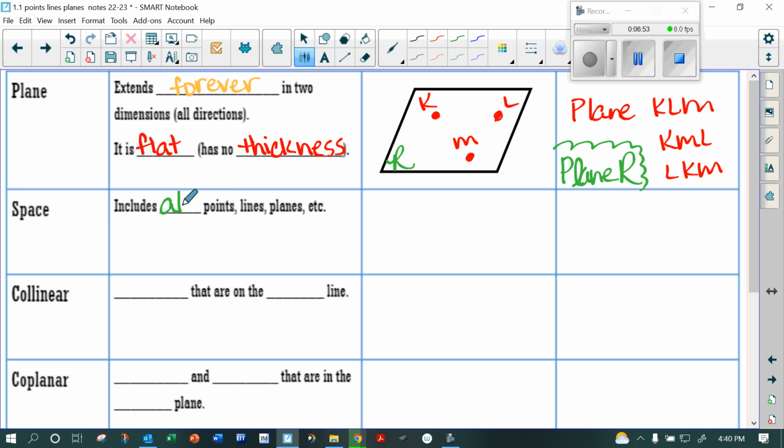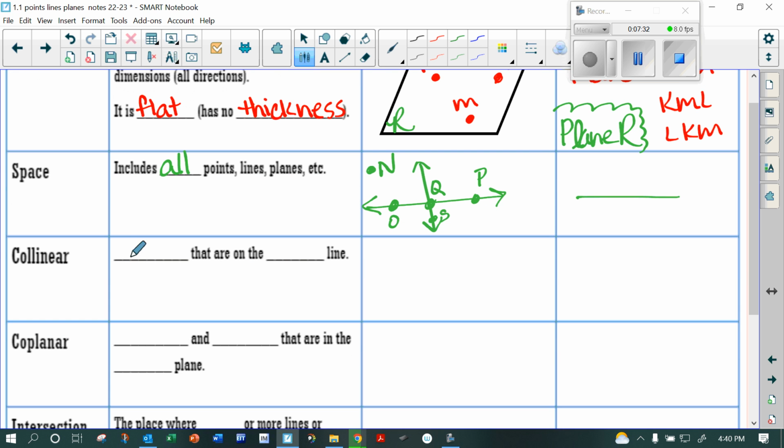Now space. Space includes all points, lines, planes, etc. So you may have a coordinate plane, okay? That is occupying a space. So we have a letter out here, we have a letter here, we have all of these points in this space. And I'm running out of space as I do this. And there's no way to name it, okay? There's nothing that goes here. This is just the definition of space, okay? It includes all points, lines, and planes. So it includes everything, the space that you're in.